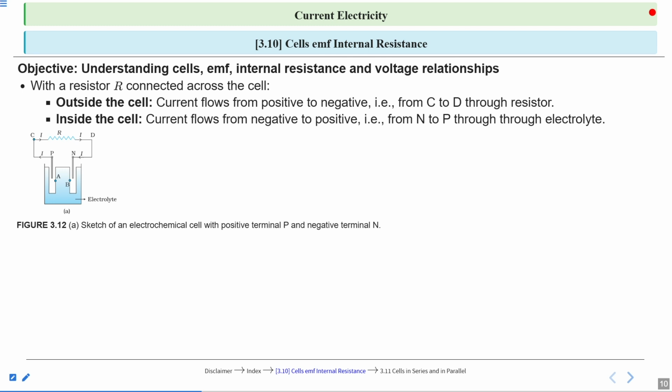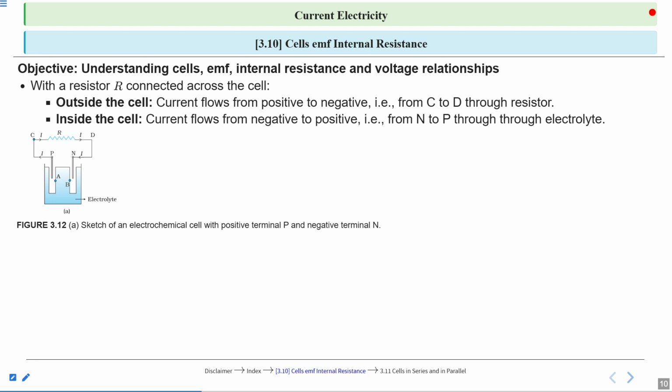Across the resistor there are two points, C and D. Current is flowing from C to D through the resistor. So current flows from positive to negative outside the cell, across the external resistor R, from point C to D. But inside the cell, current is flowing from the negative terminal to the positive terminal, from N to P, through the electrolyte.